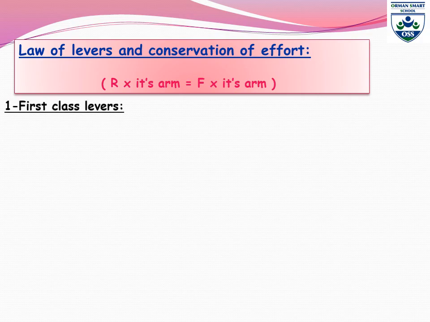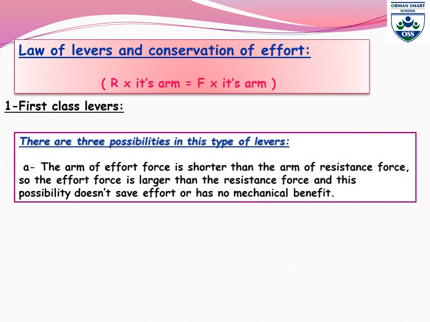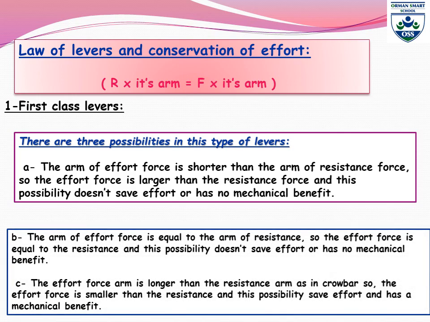In first class levers, we find three possibilities in this type. A, if the arm of the effort force is shorter than the arm of resistance force, we find the effort force is larger than the resistance force, so in this possibility, the lever doesn't save effort or has no mechanical benefit. In case B, the arm of effort force is equal to the arm of resistance, we find the effort force is equal to resistance force, and in this possibility also, the lever doesn't save effort or has no mechanical benefit.